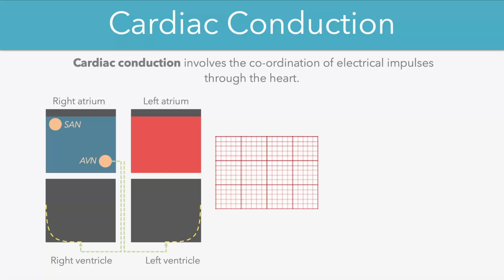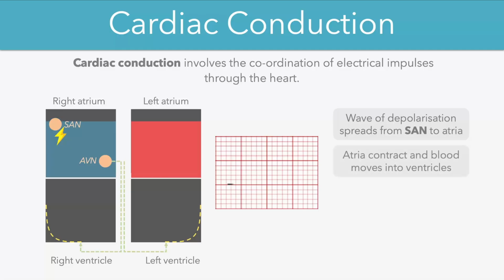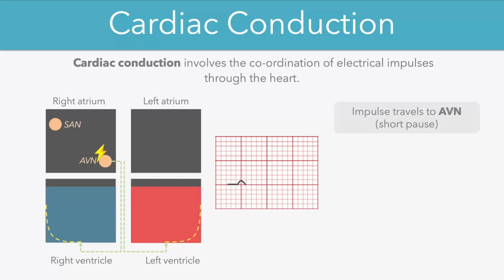At first, an impulse is generated in the sinoatrial node, where it then spreads to the atria via a wave of depolarization. This depolarization causes both atria to contract and is responsible for the P wave formation on the ECG tracing. Following this, the impulse travels to the atrioventricular node, or AVN, where there's a short pause. This is indicated by a short, flat line on the tracing.